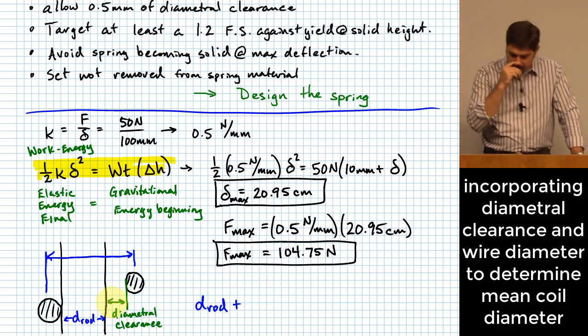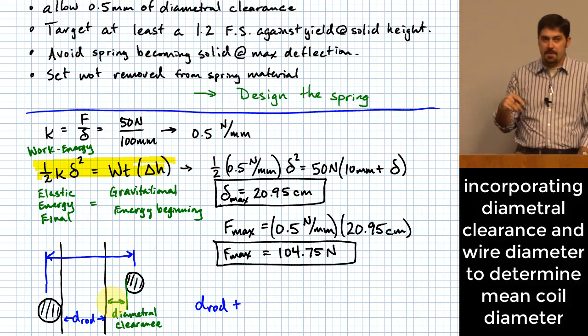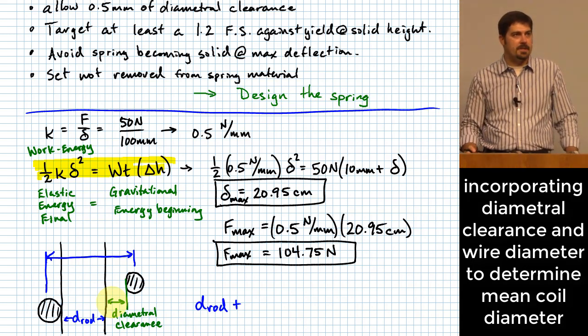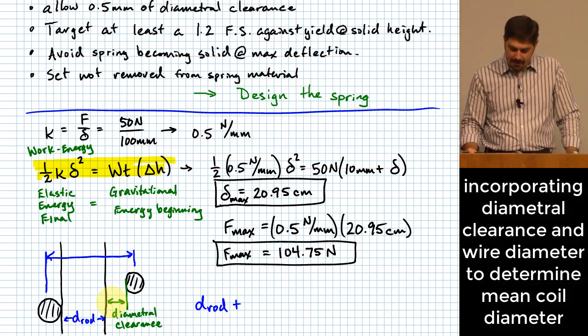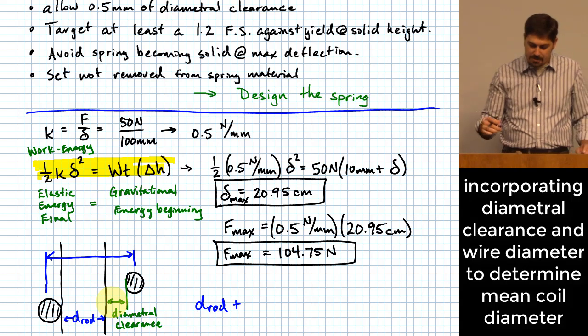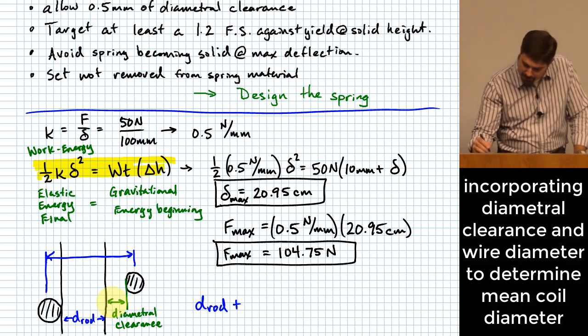Okay, and that's usually something that experience teaches you, what that minimum value has to be so that the spring doesn't end up binding on the rod that it's moving on. For us, it's just given to us as 0.5 millimeter or so. So we have to add the diametral clearance.